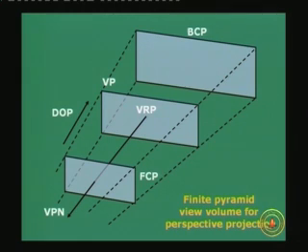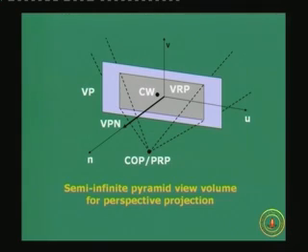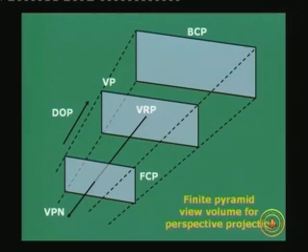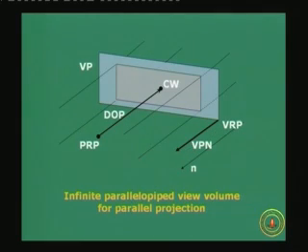And I go back to the previous slide. This was the case of a semi-infinite pyramidal view volume, and this is the case of a finite one. So you can visualize yourself both are pyramidal structures. One is semi-infinite or almost infinite, and this is a finite view volume. This finiteness comes from the two planes, the front clipping plane and the back clipping plane respectively. Coming back to parallel projections, an infinite parallelepiped view volume can be defined with respect to parallel projection.